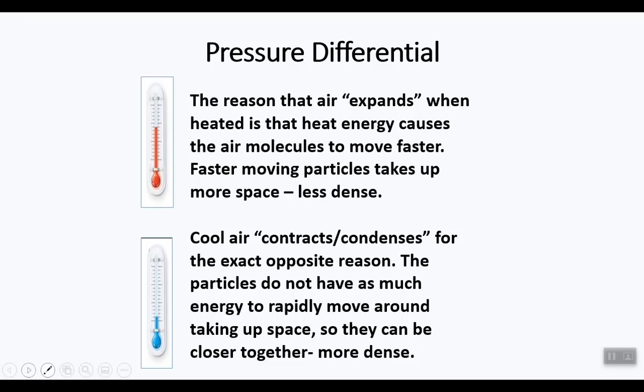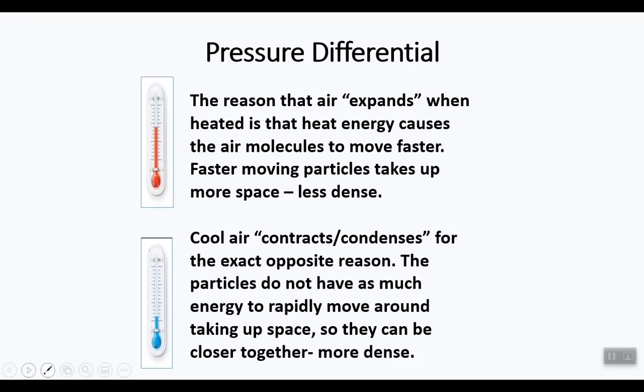The reason that the air expands when heated is that the heat energy causes the air molecules to vibrate, or they start to move faster. And when they're moving, the particles take up more space and that's less dense. When I cool it, then we start to condense, or it contracts. And it's for the exact opposite reason as when it gets hot and expands. Now we're contracting it, and the particles don't have as much energy, so they're not moving.